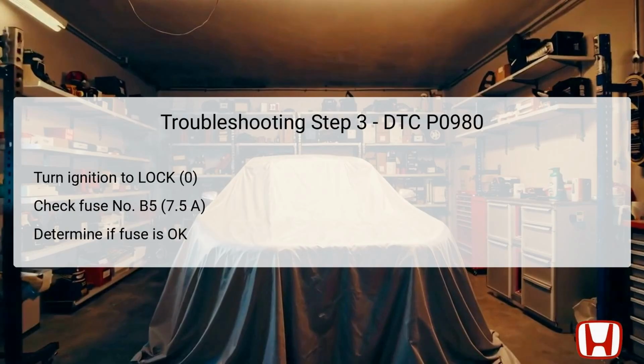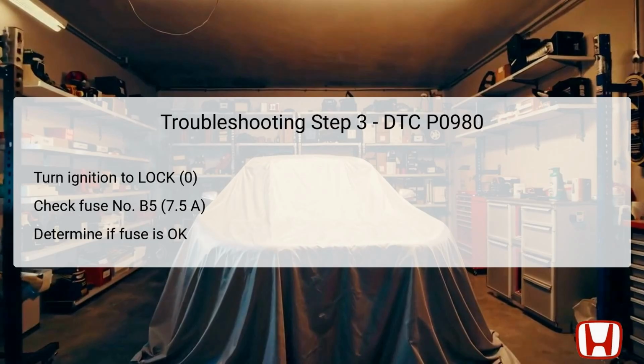The next critical task is to check fuse number B5, which is a 7.5 amp fuse located within the underhood fuse relay box. This fuse plays a pivotal role in supplying power to the shift solenoid valve circuit, and if blown, it will directly affect the functionality of the valve. Replacing a blown fuse without addressing the underlying issue won't resolve the ongoing DTC P0980. Thus, it is essential to confirm whether the fuse is intact.